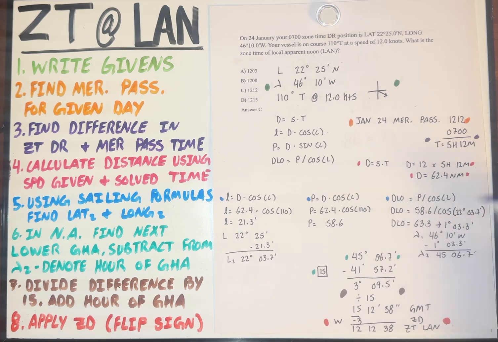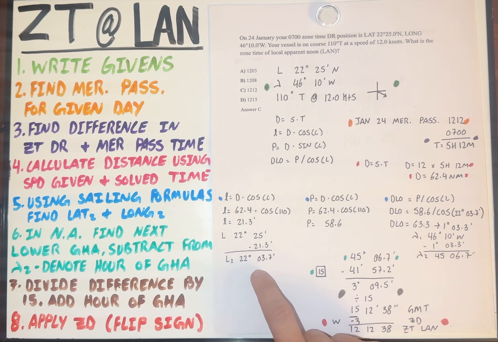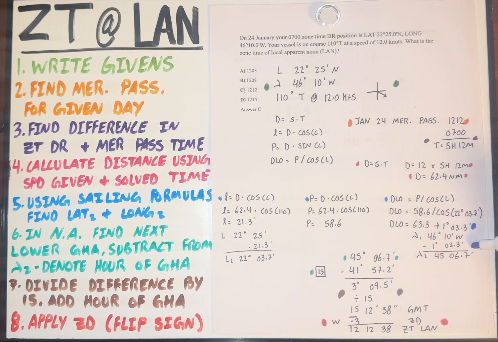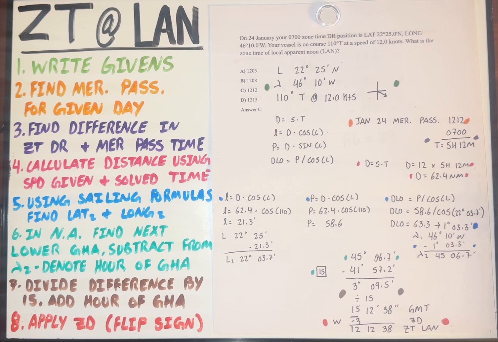And then we have the last entering argument, our D low formula. D low equals P divided by cosine L. D low equals 58.6 divided by cosine 22 degrees 03.7, our latitude 2, for a difference in longitude of 1 degree 03.3 minutes. And we are moving further east, as I mentioned before, so 46 degrees 10 minutes west minus the difference in longitude, 1 degree 03.3 minutes, gives us a longitude 2 of 45 degrees 06.7. So now we have everything we need to go into actually solving the problem.